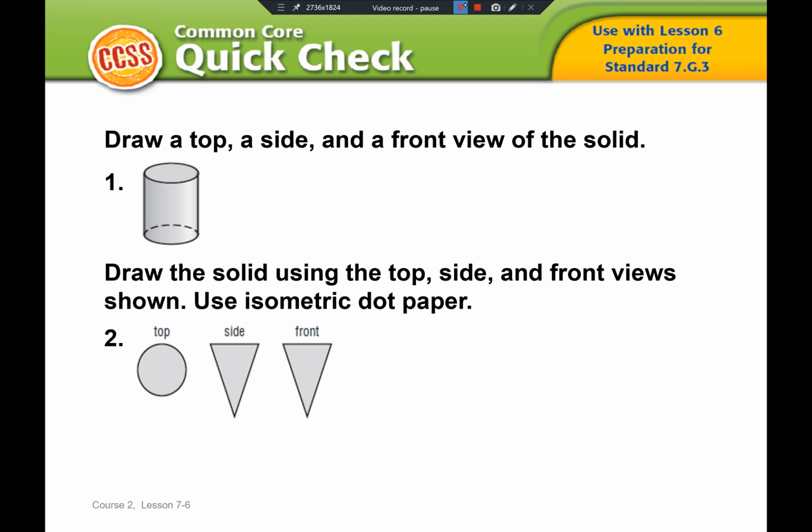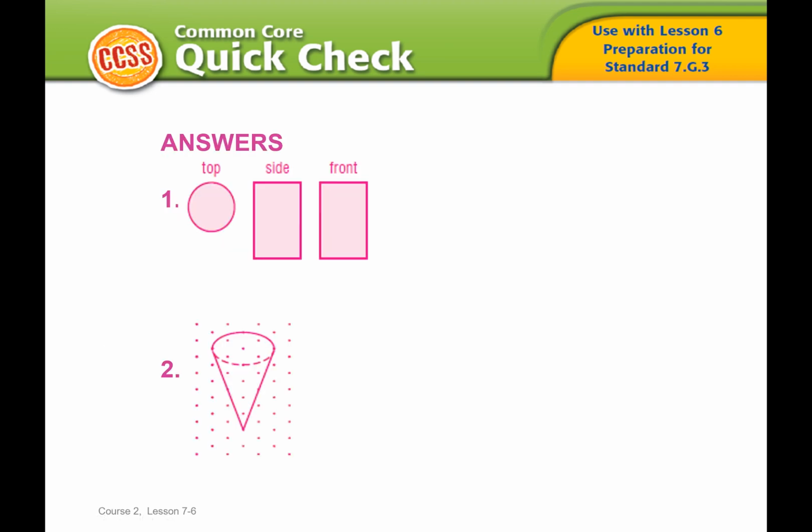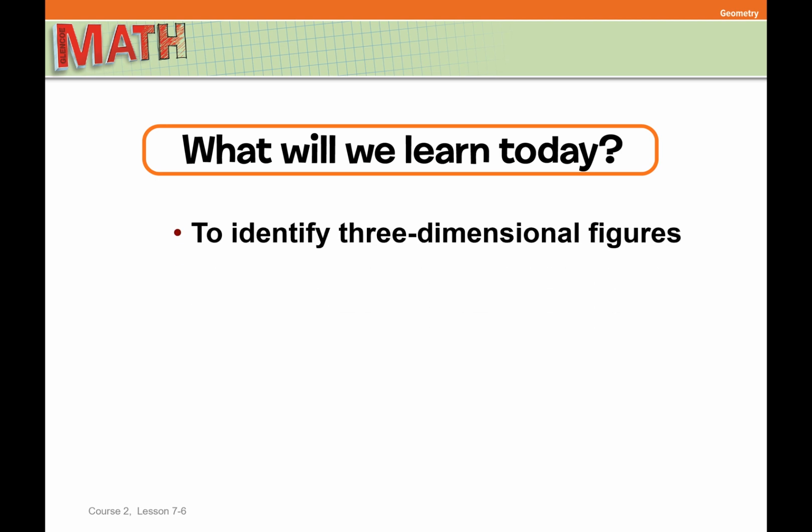Hi friends, this is Chapter 7, Lesson 6. Go ahead and work your way through these two problems here and check your answers when you're done. Okay, should have gotten something like this. I know you don't have dot paper, but you can always give it your best shot. Go ahead and move on here.